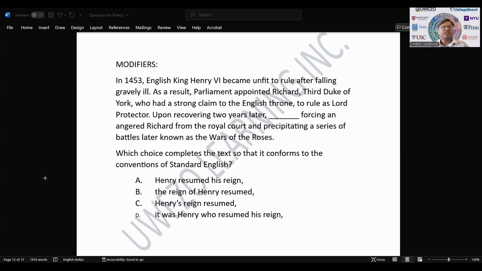In 1453, English King Henry VI became unfit to rule after falling gravely ill. As a result, Parliament appointed Richard, 3rd Duke of York, who had a strong claim to the English throne, to rule as Lord Protector. Upon recovering 2 years later, blank, forcing an angered Richard from the royal court and precipitating a series of battles later known as the Wars of the Roses. Let's focus on the specific sentence in which we have the blank.